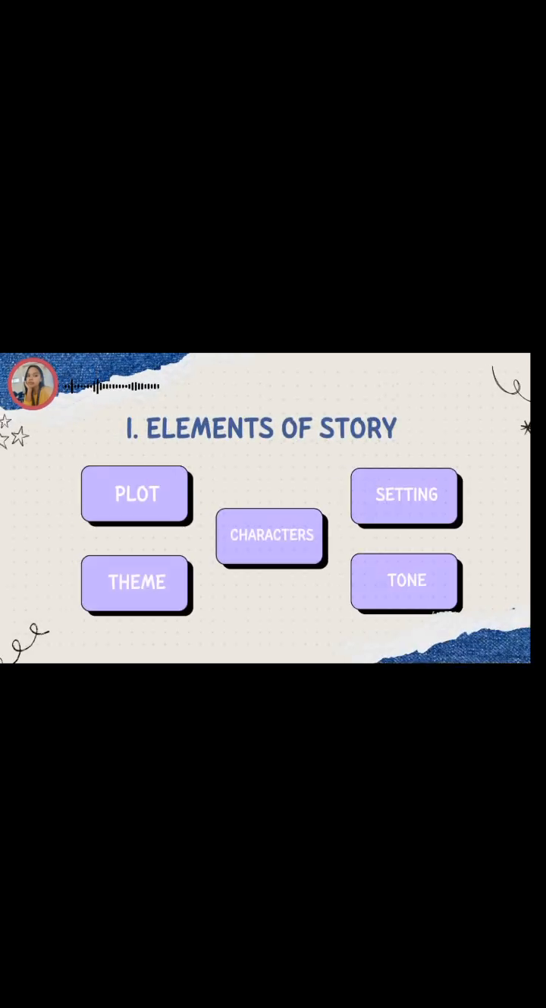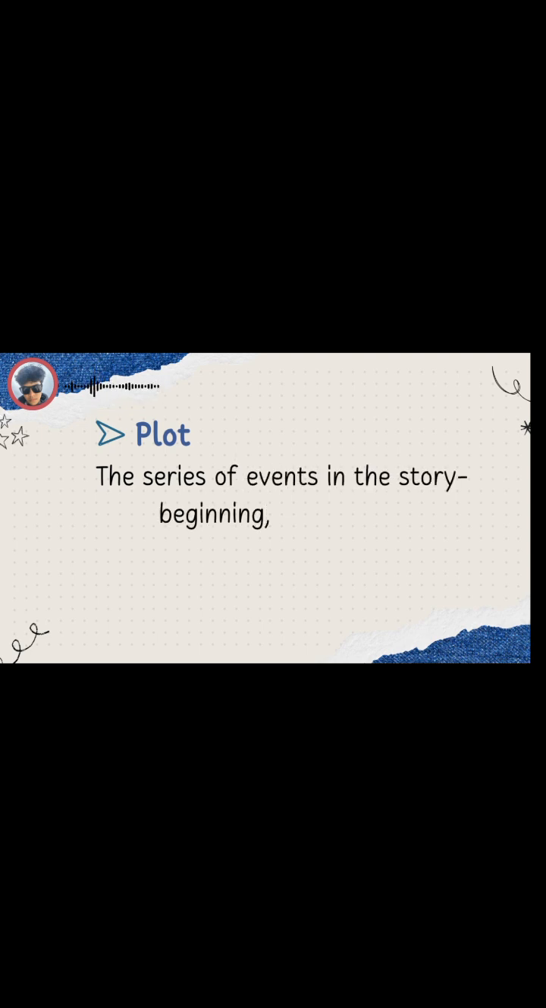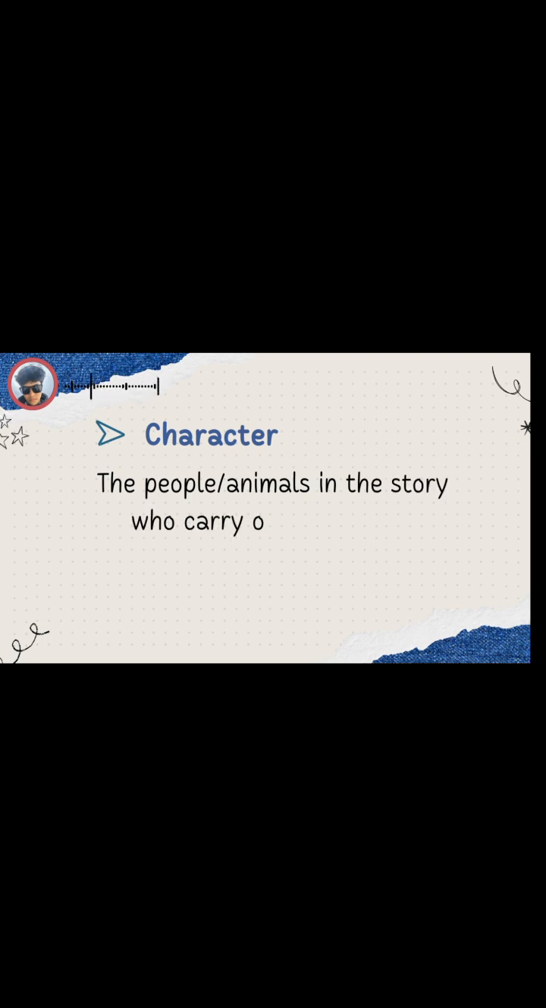So let's move on to the elements of the story: the plot, theme, characters, setting, and tone. Plot: the series of events in the story, beginning, middle, end. Character: the people, animals in the story who carry out the action.